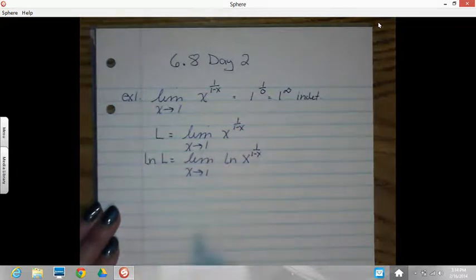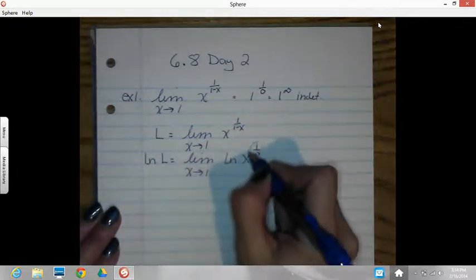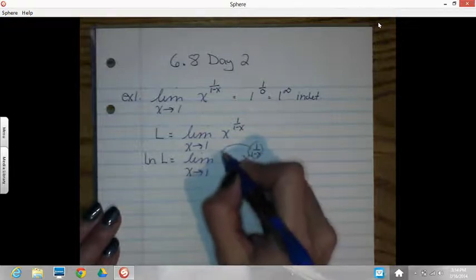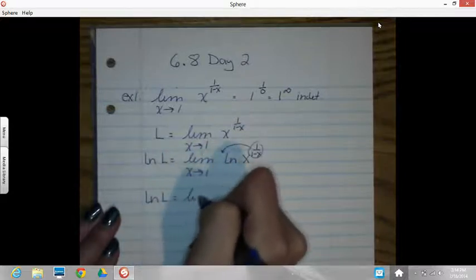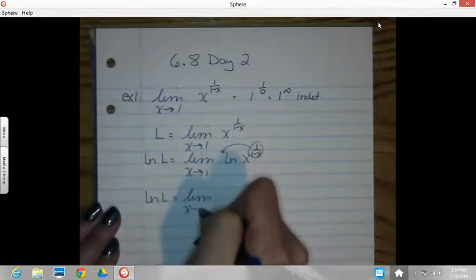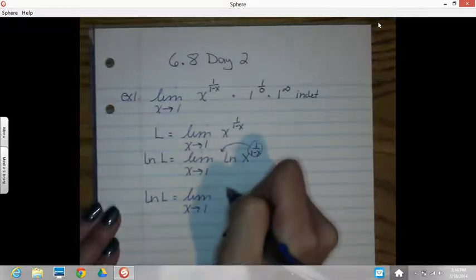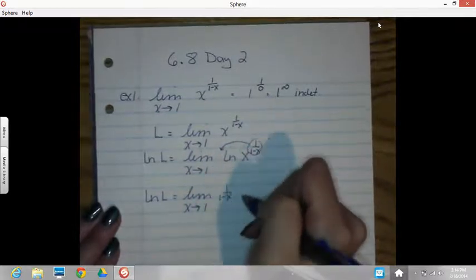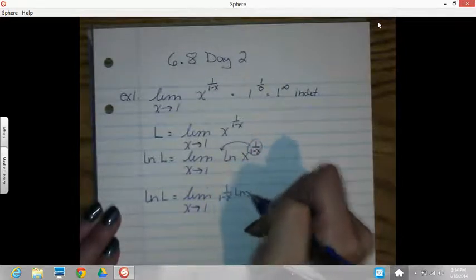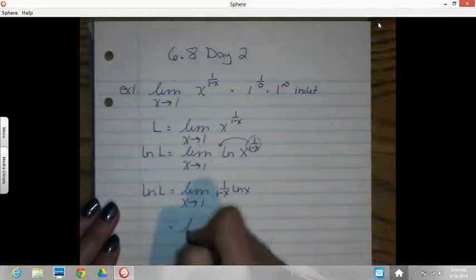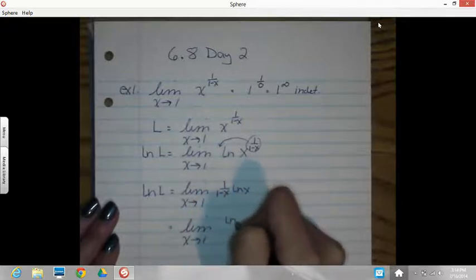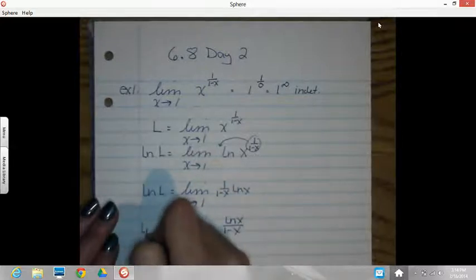So now I'm good with bringing this exponent down as a multiplier. So I haven't changed anything yet. So I got 1 over 1 minus x times the natural log of x. And I should have just written that in the top right here to save myself a step, but I didn't. I'll do it now. So I've got natural log of x over 1 minus x. And this is still the natural log of L.